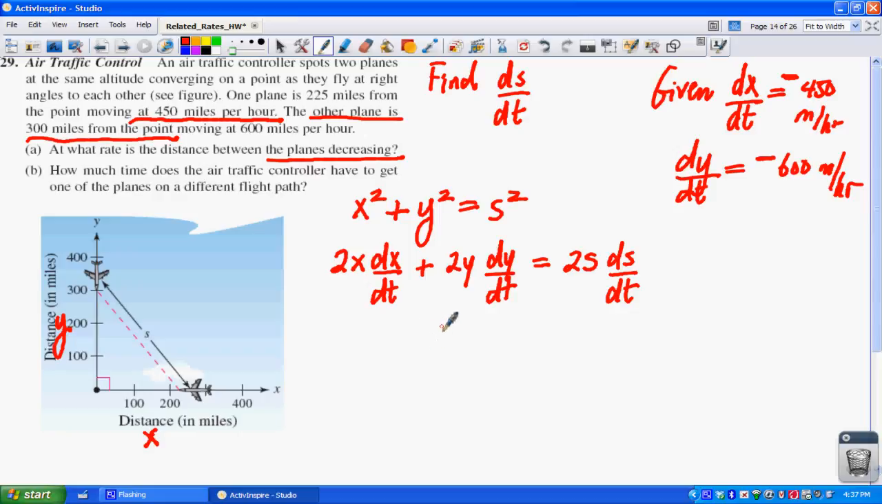So if you're wondering how the book jumped something right here, they jumped a step right here. Remember, I'm trying to find this guy. We're trying to find this right here, ds/dt. Basically the book solved this for ds/dt.